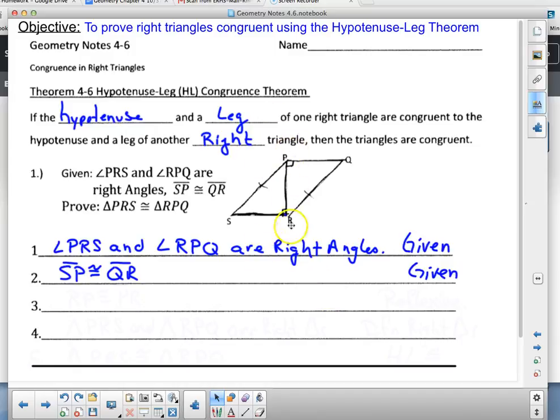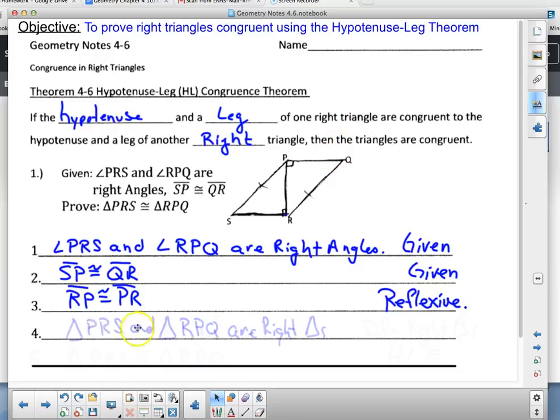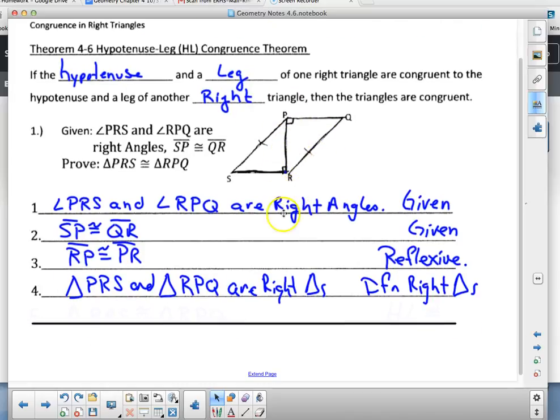The first thing I'm going to say is that RP is congruent to PR because of reflexive. And then I'm going to talk about these being right triangles, because remember, if the hypotenuse and leg of one right triangle are congruent to the hypotenuse and leg of another right triangle, I have to make sure they're right triangles. So I'm stating in my proof that these are right triangles. This is how I'd use hypotenuse leg. Either I'm given that they're right triangles in the given, or I state it in my proof by definition of right triangles. I now can say, because I have a hypotenuse congruent to another hypotenuse and a leg congruent to another leg because of reflexive, step 5: triangle PRS is congruent to triangle RPQ because of hypotenuse leg congruence.